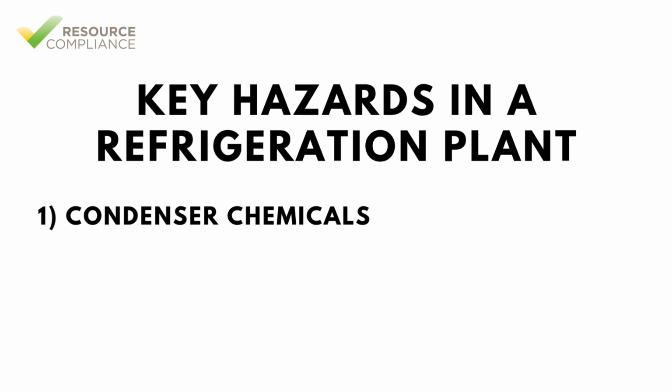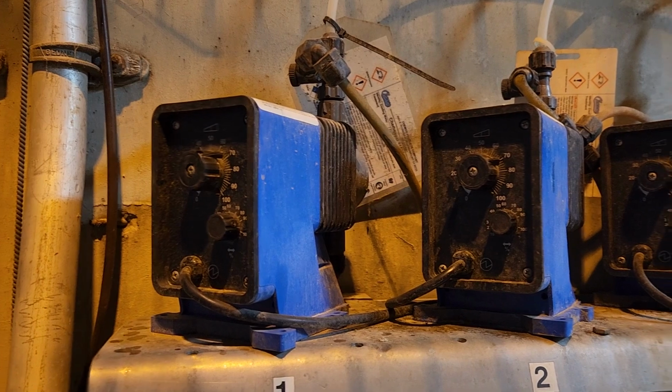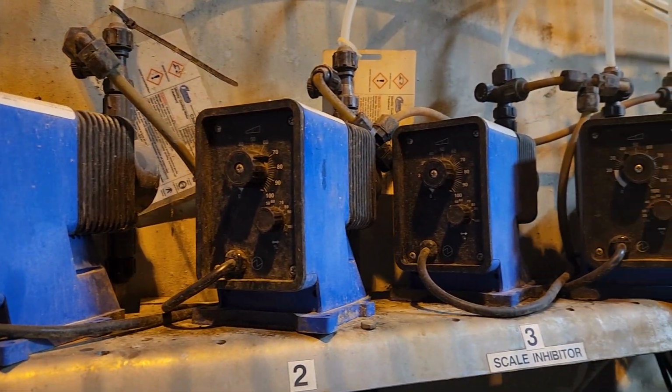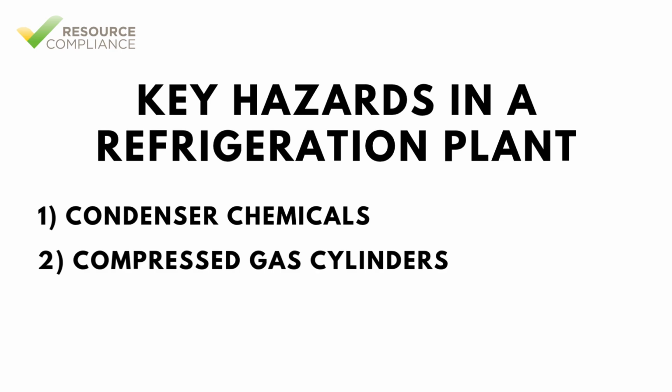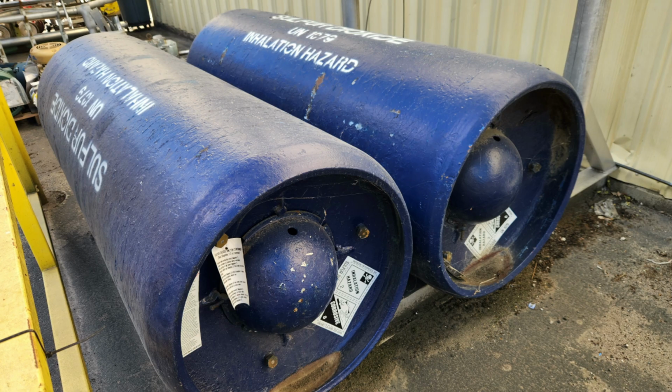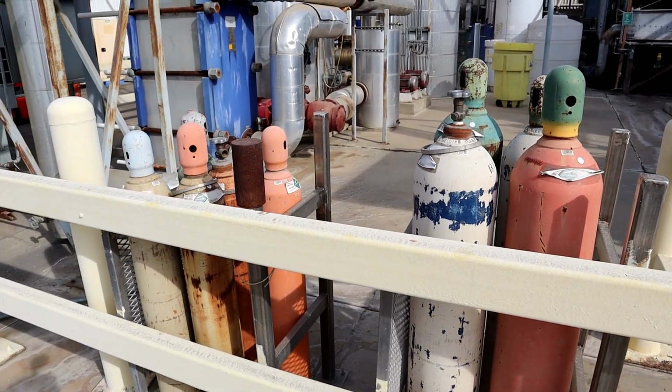Chemicals used for condenser cleaning, water treatment, or scale prevention may be corrosive, toxic, or reactive. Without proper labeling and handling procedures, workers risk skin burns, respiratory irritation, or chemical exposure. Cylinders may contain refrigerants, nitrogen, or other gases under high pressure. Improper storage or handling can result in explosions, high pressure leaks, or toxic atmospheres.